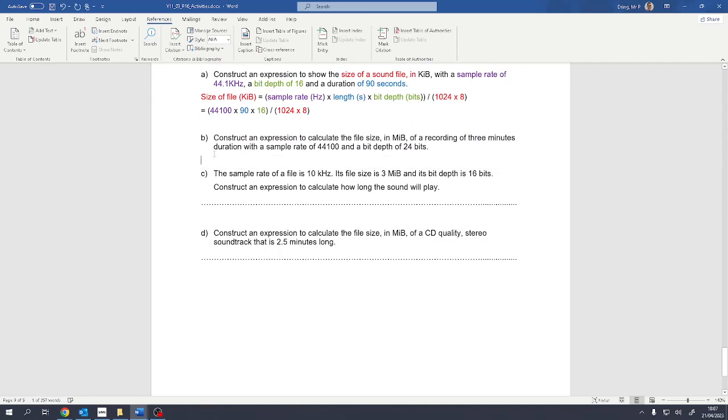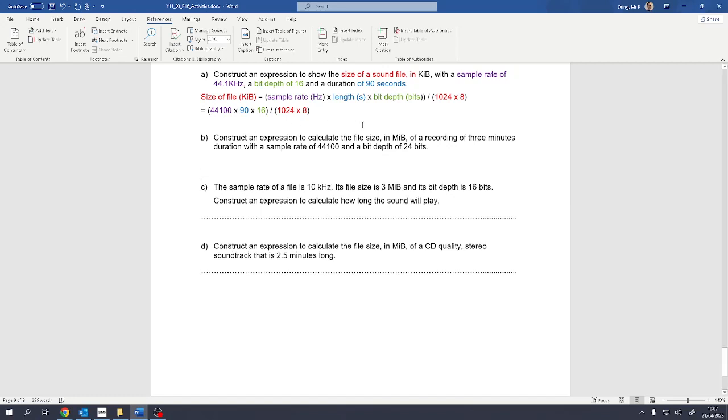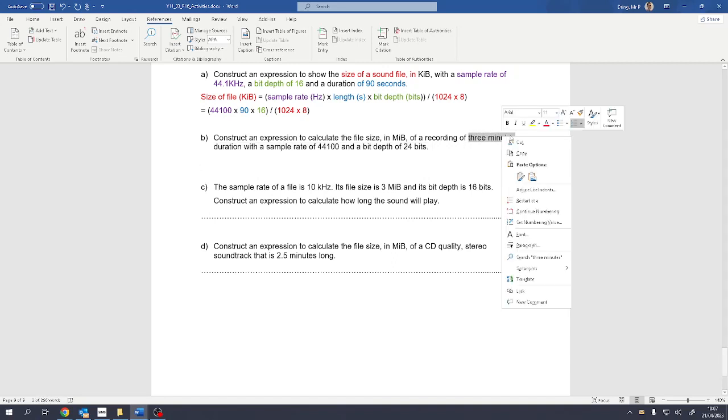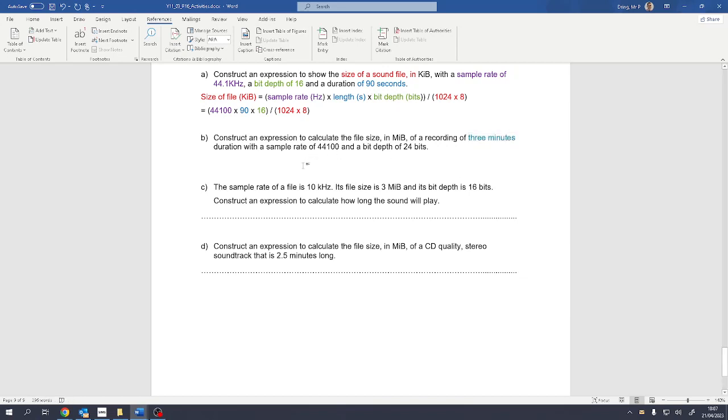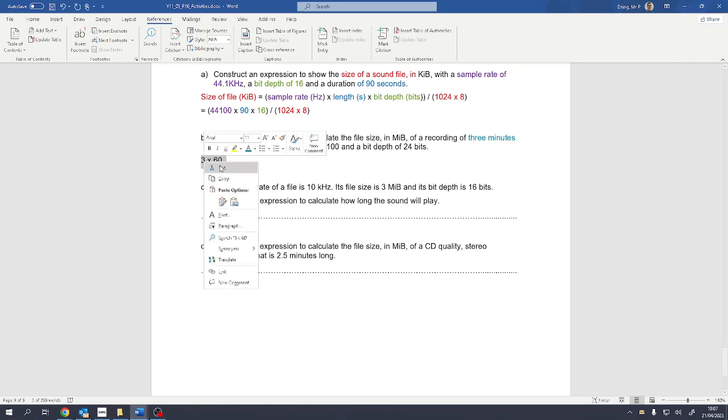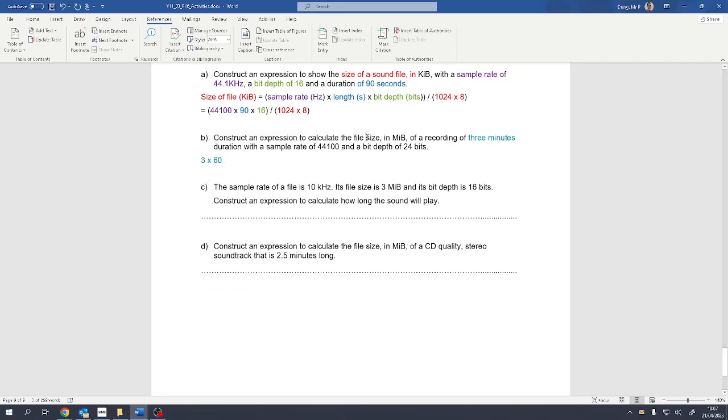So let's look. We have to work out the size of a file of a recording 3 minutes long. So 3 minutes looks like the length. I'm going to make that blue. 3 minutes is 3 times 60. You'd get a mark if you just worked that out in your head, or if you put the expression to calculate it. There we are. We need to multiply that by the sample rate, which is 44 kilohertz.